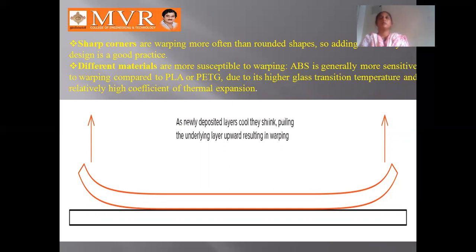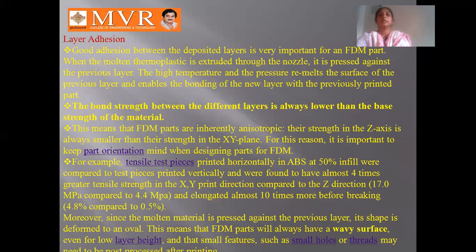And this is the FDM process, which builds parts layer by layer in this technology. The layer by layer material can be easily identified throughout the transition parts. And also the layer adhesion process can be easily identified, where the bond strength between the different layers is usually identified through the base strength of the material.